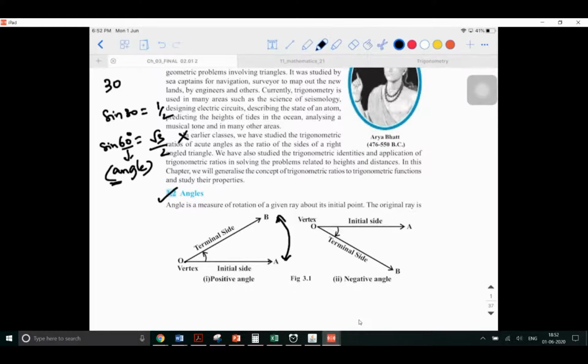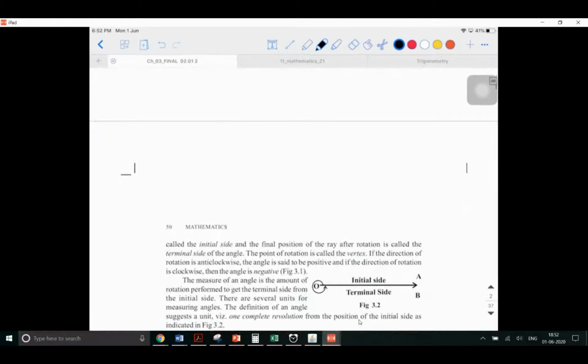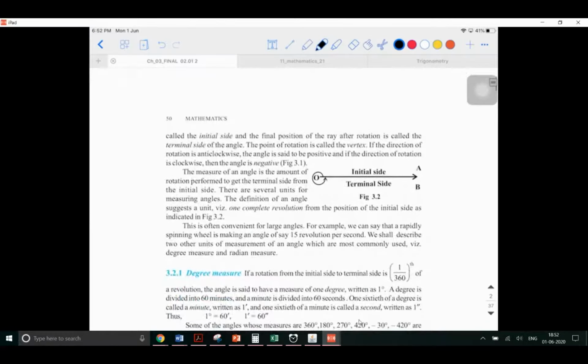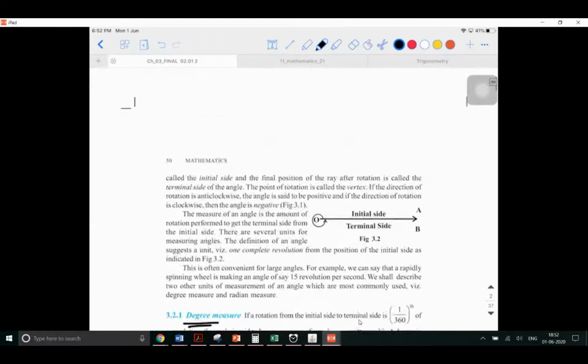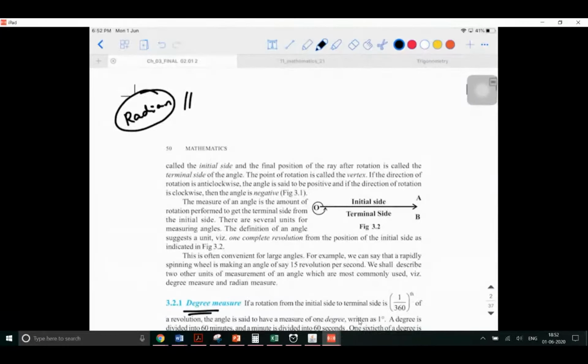One of the units used for angle is the degree, and the other unit, as I told you, which we are going to use this year, is a unit called the radian. You will learn this radian in physics also, in the chapter on units and measurement. From here the concept gets linked there. Now let's dissect things and understand what it is.